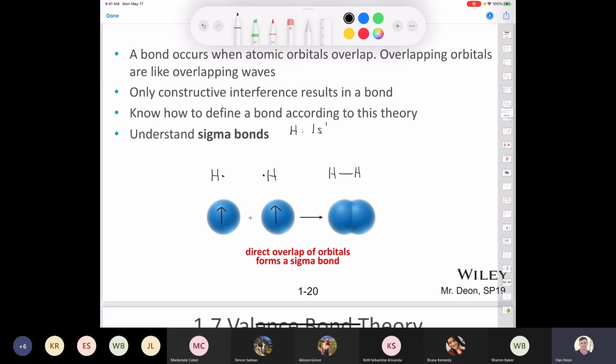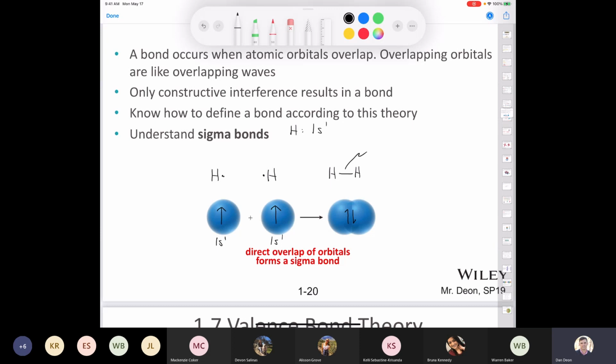But then once they form the sigma bond, you have the 2 electrons in that bond, which is a result of the overlap of these 2 orbitals. This is a 1s1 and this is a 1s1, overlapping to form the sigma bond.